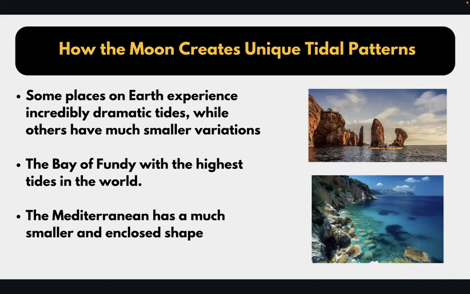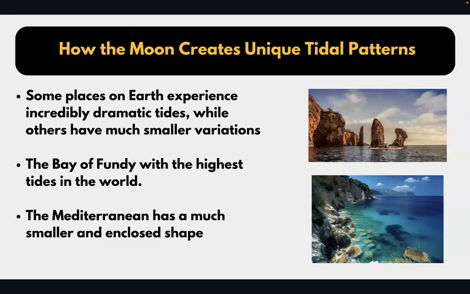For example, the Bay of Fundy, located between Canada and the US, is known for having the highest tides in the world. Here, the difference between high and low tide can exceed 50 feet. This is because the shape of the bay is perfectly suited for amplifying the tidal forces. The narrow, funnel-like shape of the bay funnels the water in, causing the tide to rise higher as it enters.